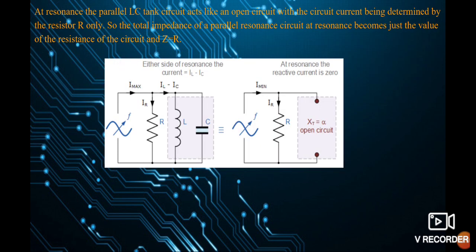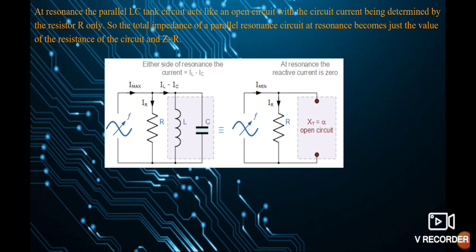Now at resonance, the parallel LC tank circuit acts like an open circuit, with the circuit current being determined by the resistor R only. So the total impedance of a parallel resonance circuit at resonance becomes just the value of the resistance of the circuit, and Z becomes equal to R. That is, either side of resonance the current will be equal to IL minus IC.